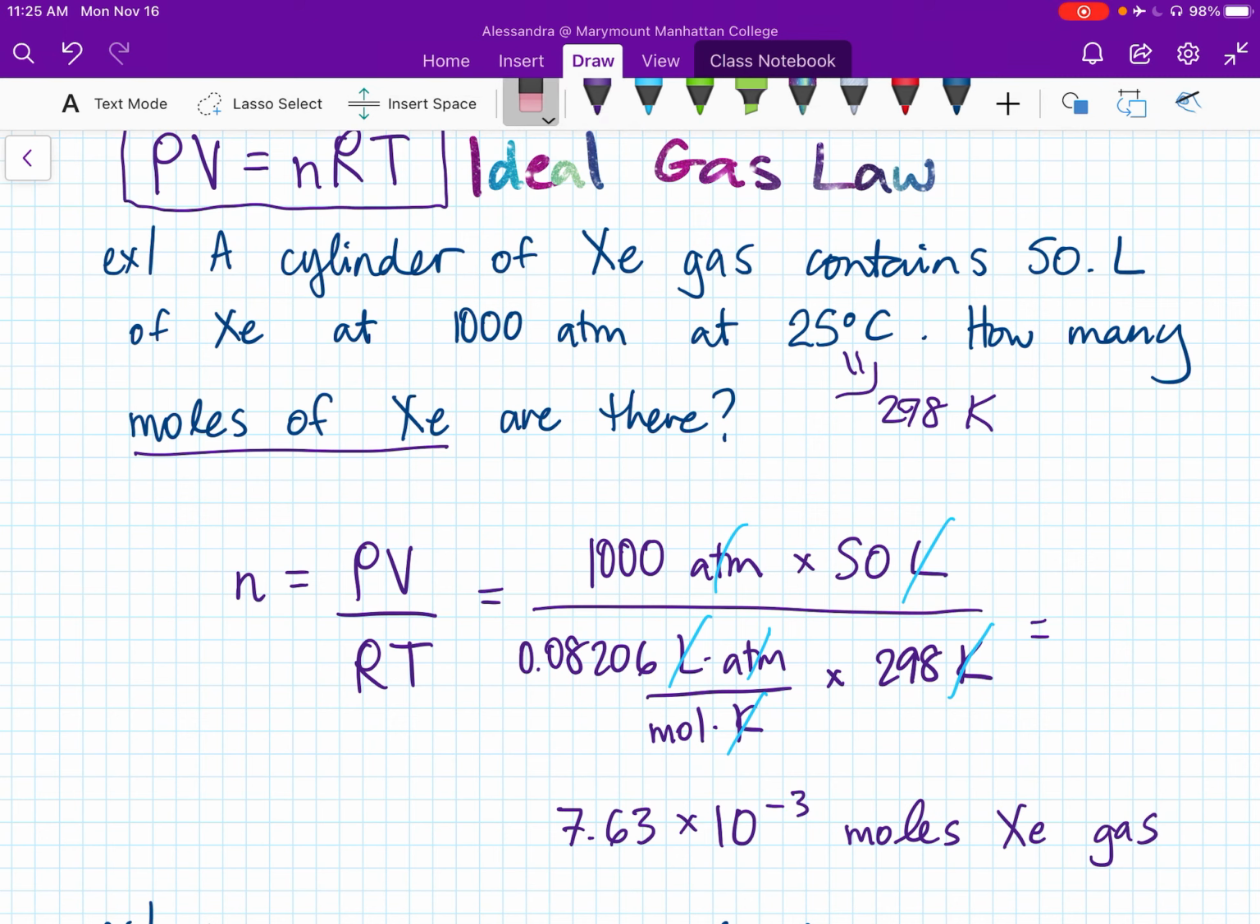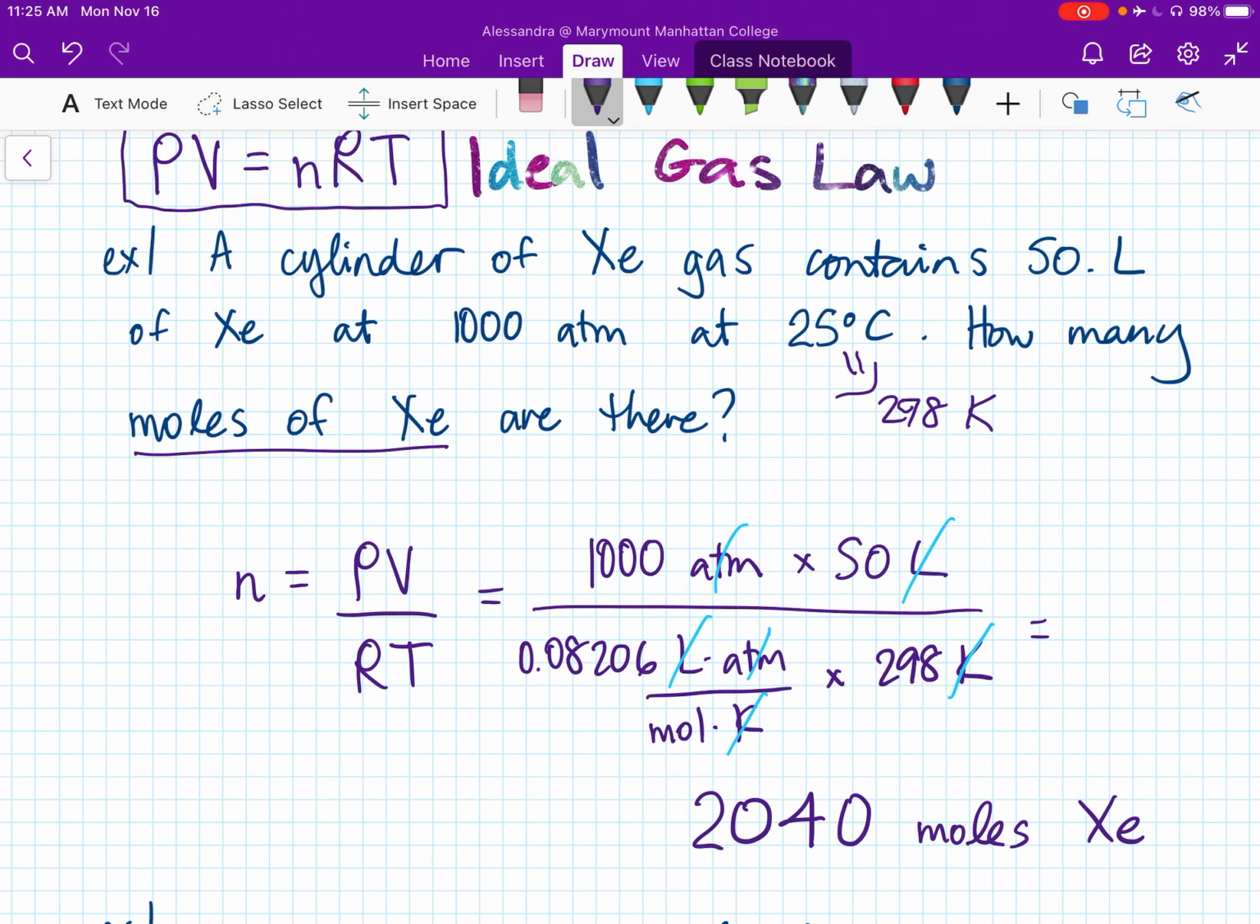I lied. I thought that looked low. I'm looking at the answer for the next one. Okay, so if you do all of that arithmetic, you should actually get something much larger, 2,040 moles of xenon there. That's more plausible for a cylinder of xenon.